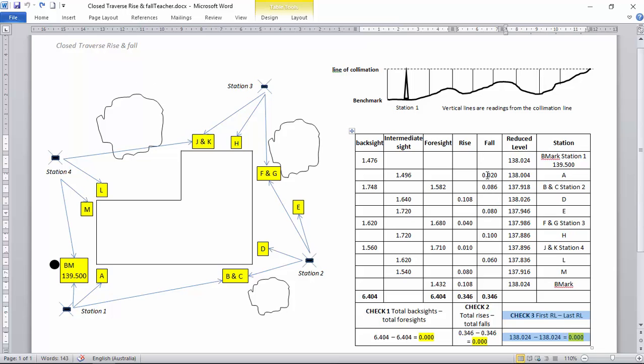It is very easy to put a figure in the wrong column, whether it be a rise or a fall, and it affects your reduced levels. So if your 3 checks don't match at the bottom here, and it's really important to do these 3 checks, if they don't match, you've made a mistake up here somewhere. So good luck.